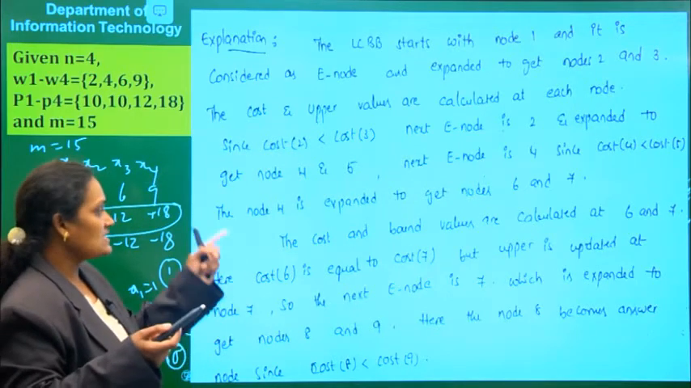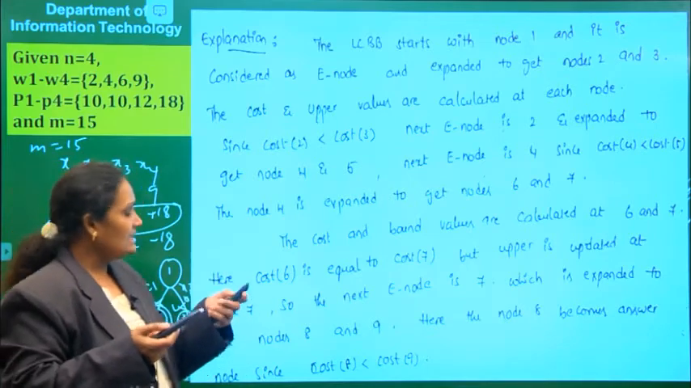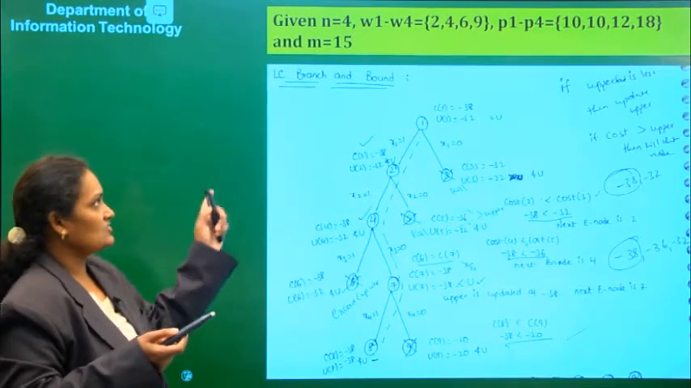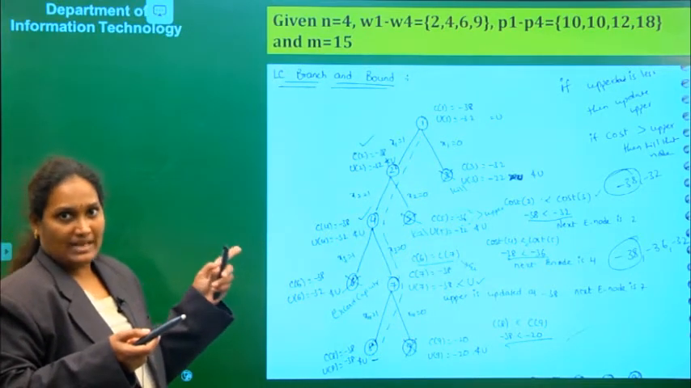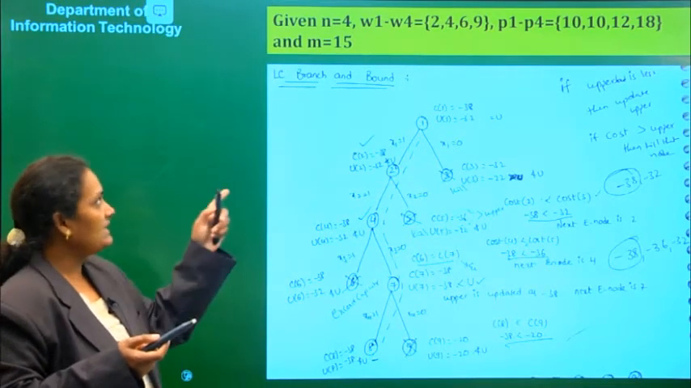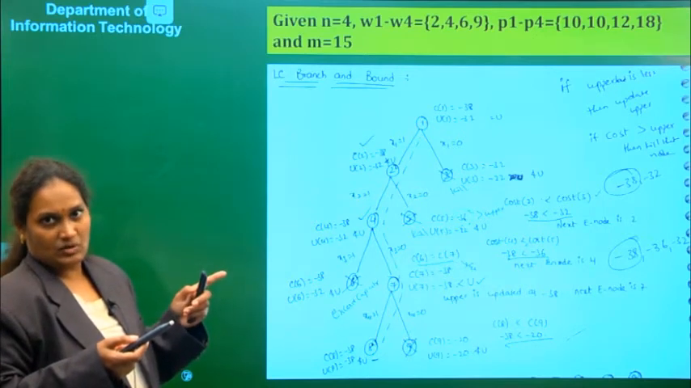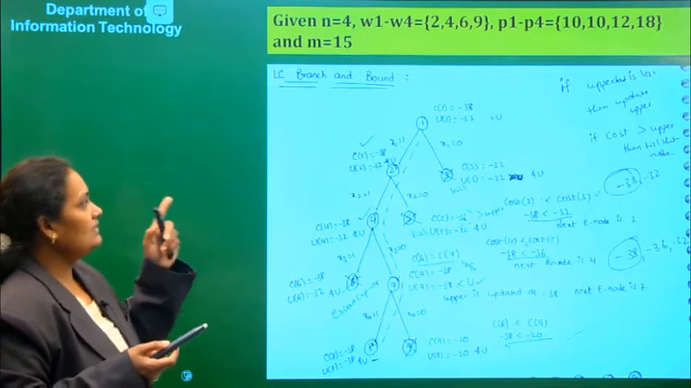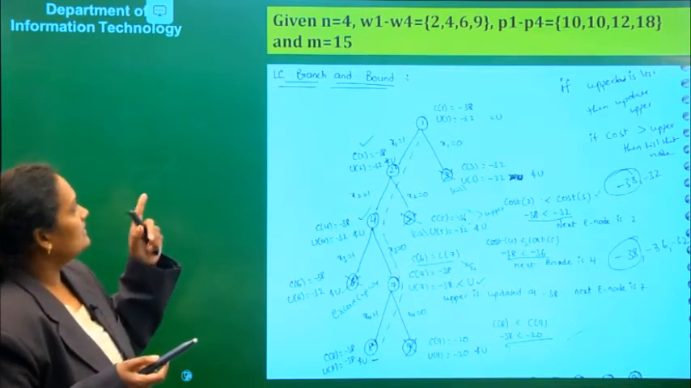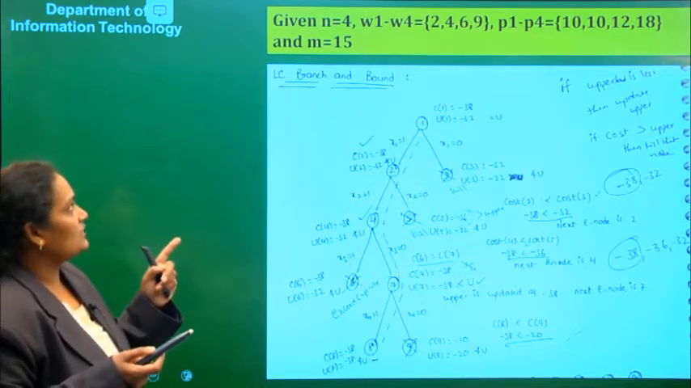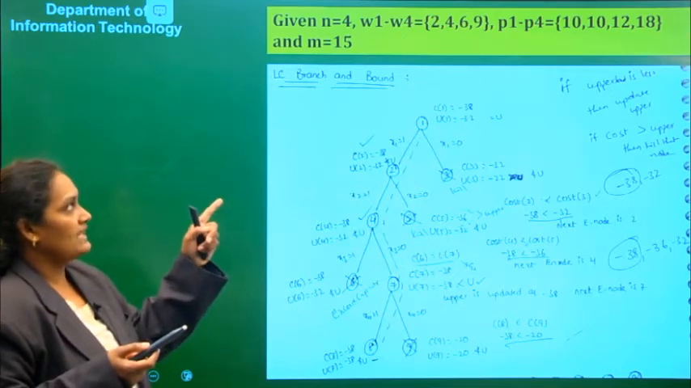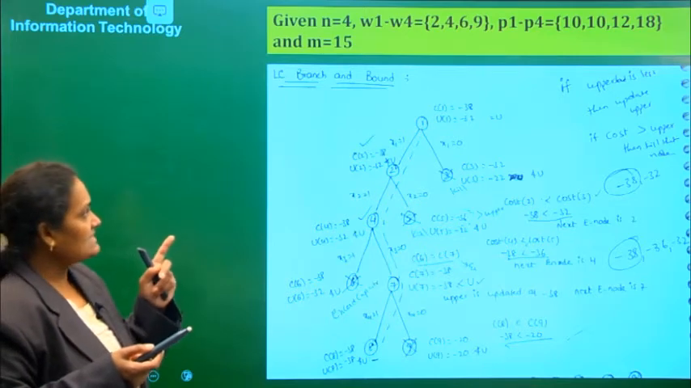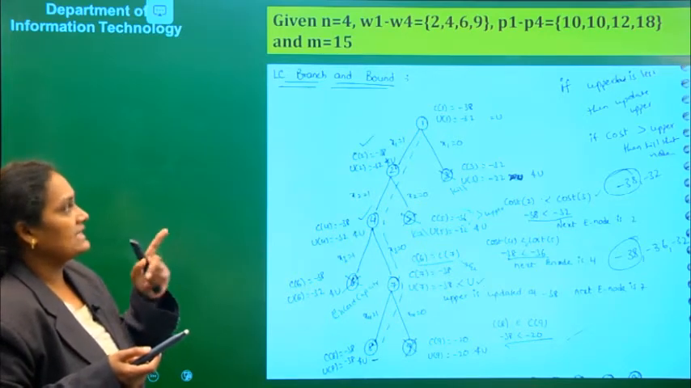Now here we follow the same process. Let us see what we obtained by doing this. This is the tree structure we obtain by solving the knapsack problem in the LC branch and bound method. Now let us see how to solve this problem. The given values are n equal to 4, weights W1 to W4, profits, and m equal to 15. Now let us calculate the cost at each and every node.